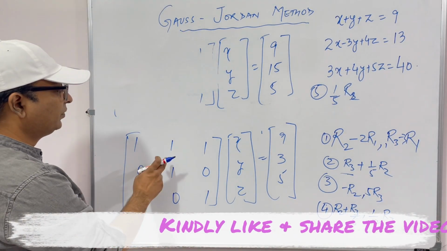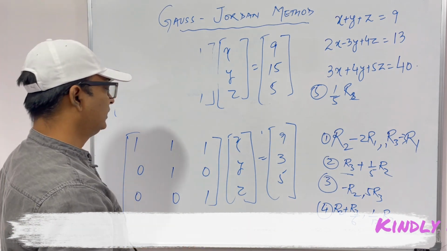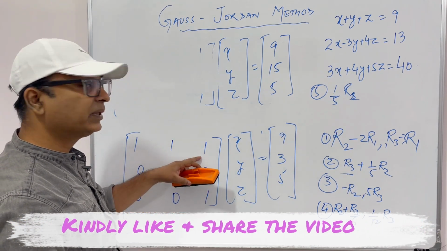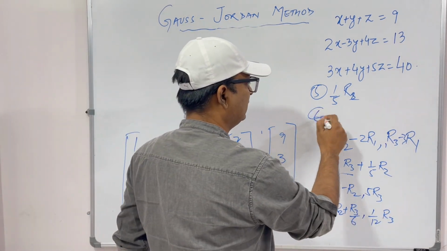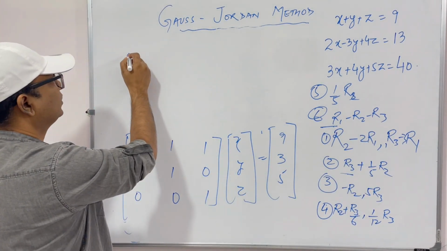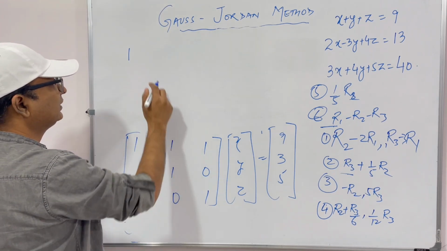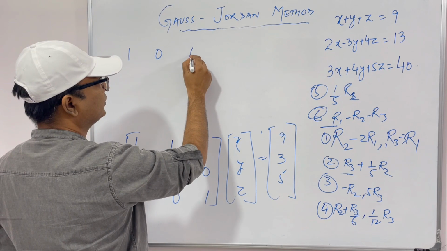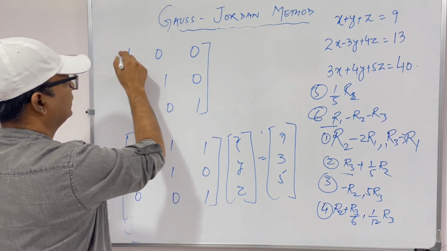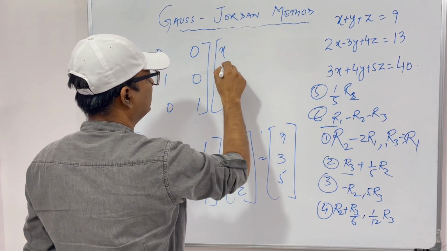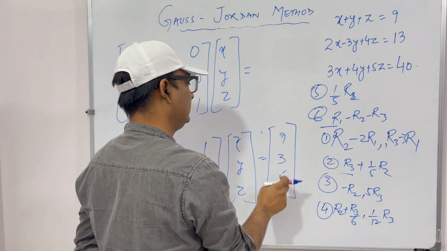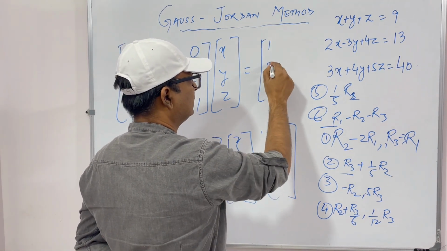Now, what we have to do? We have to make these two 0. How can we make these two 0? We can do R1 minus R2, this will become 0, and then minus R3, this will become 0. Very simple. So our final operation will be R1 minus R2 minus R3. So we are operating on R1 now. This is 1, this minus this 0, this minus this 0. Then 0, 1, 0, 0, 0, 1. Then is our X, Y, Z. R1 minus R2 minus R3, so 9 minus 8, that is 1. This is 3, this is 5.